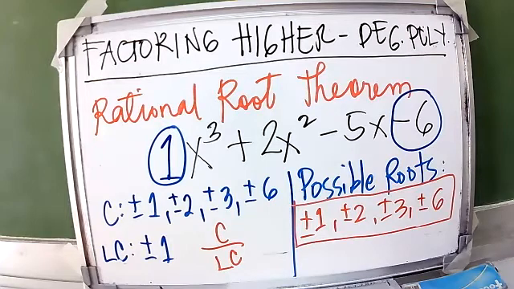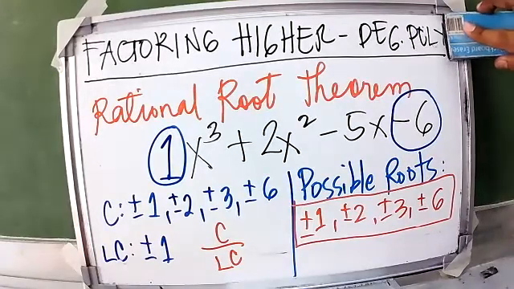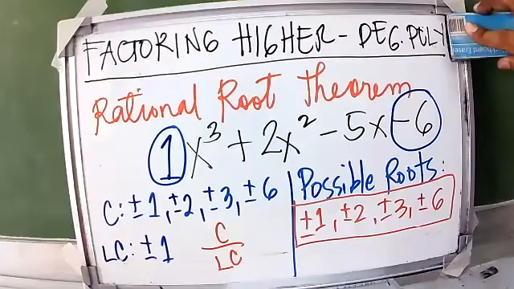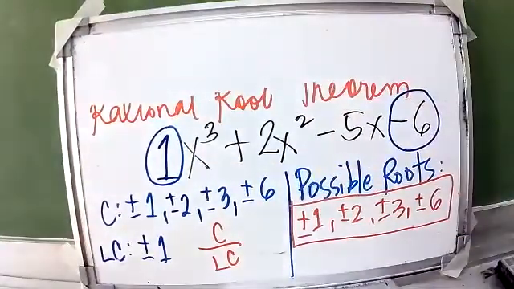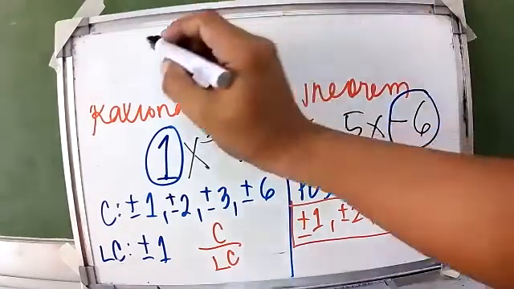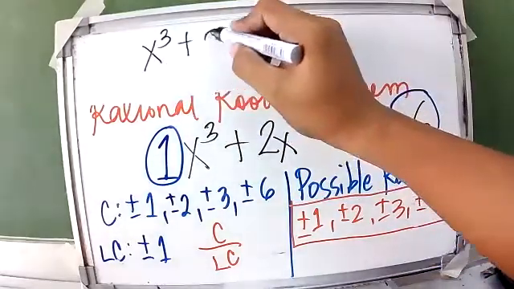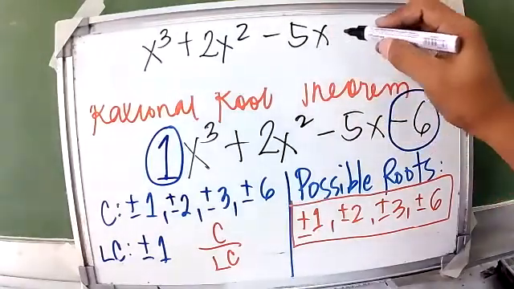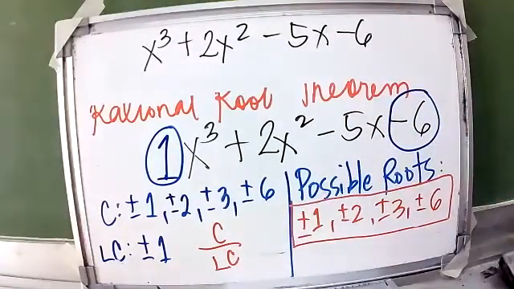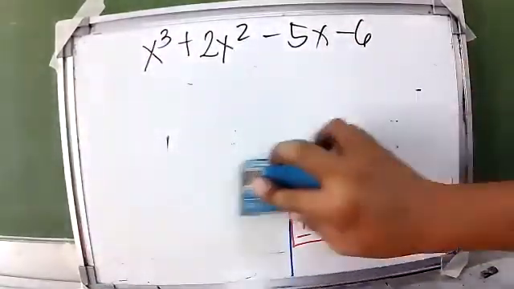Because I will be erasing this now. Okay? Ready your calculators. We will be using your calculators this time. Okay na? So, I will now erase this. That's what we call the rational root theorem. Our given is x cubed plus 2x squared minus 5x minus 6. Okay? And those are our possible roots.